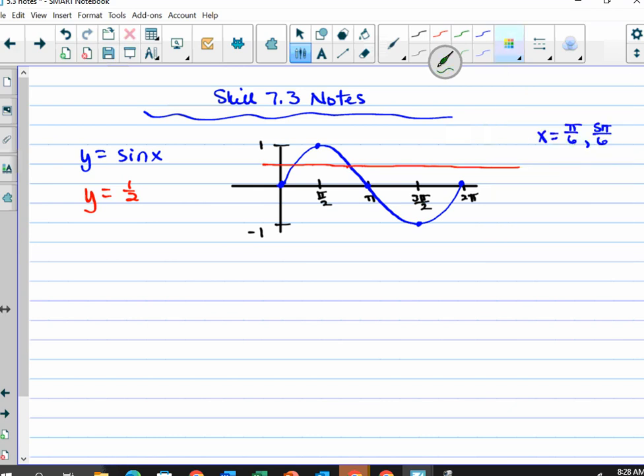Okay, what's going to change today is instead of it being just sine of x, it's sine of 2x. Double angle.